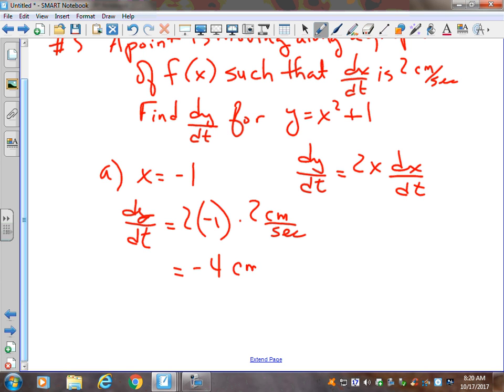Okay. And what that means is it's decreasing at 4 centimeters every second. So we could take that negative now, and we can talk about that and say decreases 4 centimeters a second. So we can interpret what that negative means.